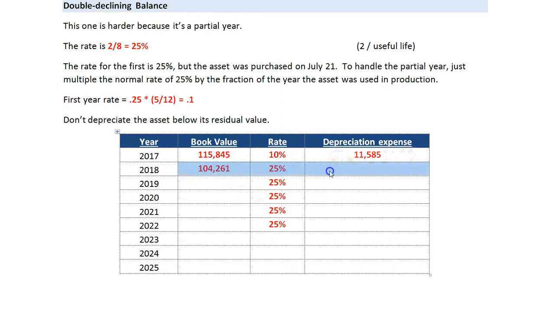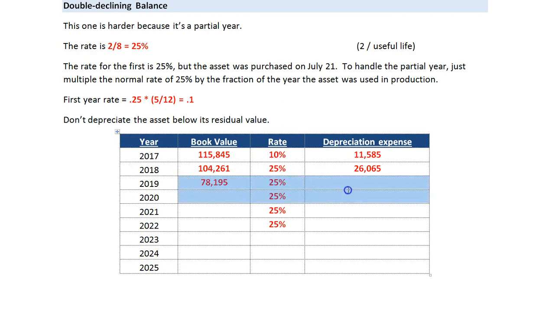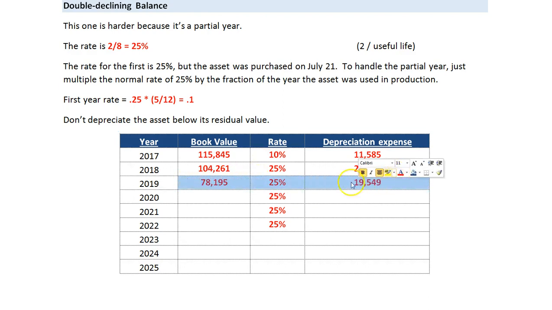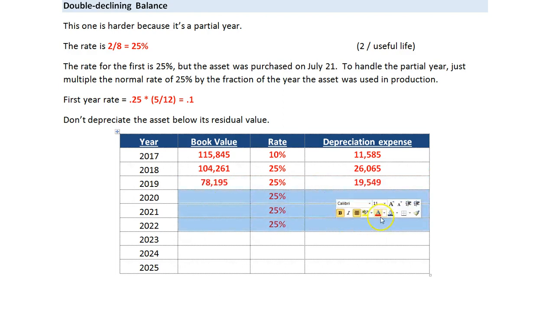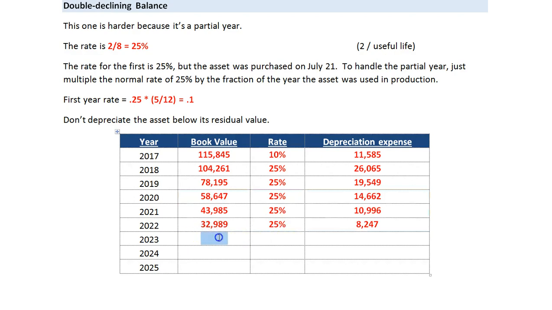And then same pattern, multiply across, subtract the two numbers, so 104,261 minus 26,065. You get to that, and then, yeah, same pattern, right? Multiply across, then subtract. So we're going to go on a little bit. We got the pattern down. Let's see what's happening here.